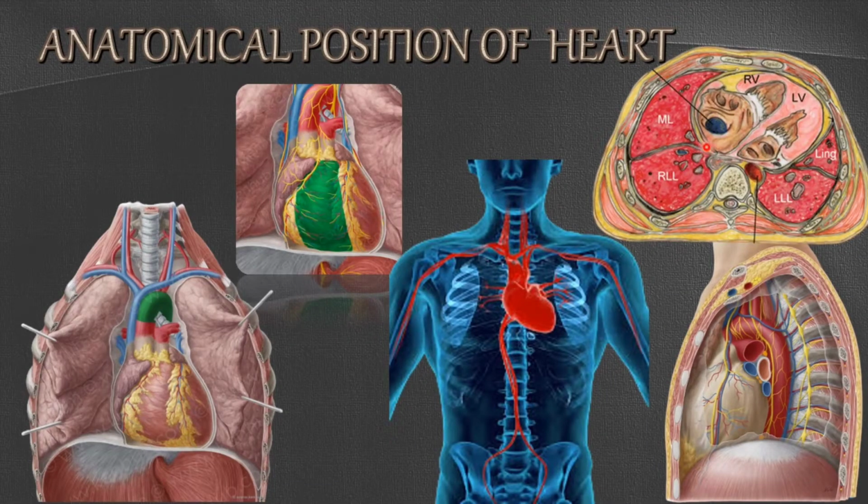Now this is the cut section. You can see the right and left lung, and this is the heart. This is the pericardium or mediastinum, and this whole is the thoracic cavity. This is the anterior view, this is the posterior view. These are the lobes of the lungs. This is the left lung, this is the right lung, and this is the pericardial cavity in which you can see the right and left ventricles of the heart.